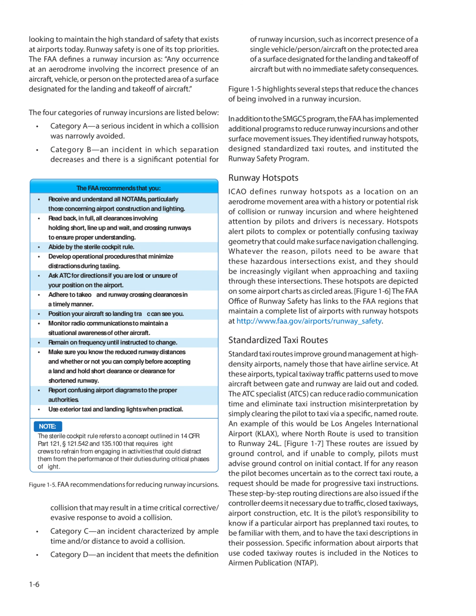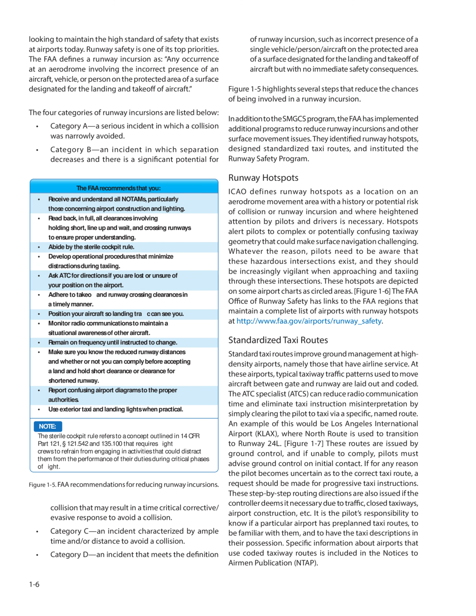Category A, a serious incident in which a collision was narrowly avoided. Category B, an incident in which separation decreases and there is a significant potential for collision that may result in a time-critical corrective or evasive response to avoid a collision. Category C, an incident characterized by ample time and/or distance to avoid a collision. Category D, an incident that meets the definition of runway incursion, such as incorrect presence of a single vehicle, person, or aircraft on the protected area of a surface designated for the landing and takeoff of aircraft but with no immediate safety consequences.